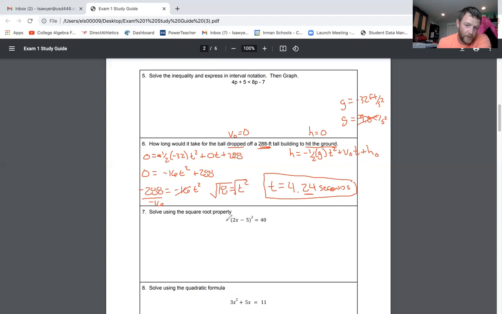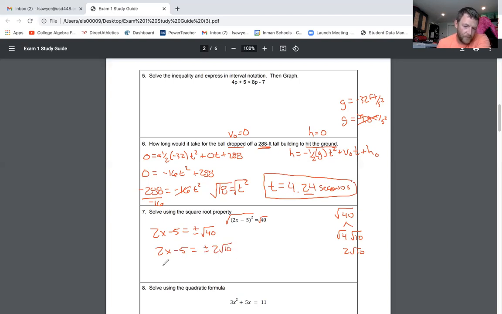Well, we're going to square root it right off the bat. So I'm going to get 2x minus 5. Remember, anytime you square root something, it needs to be plus or minus radical 40. We need to go ahead and simplify radical 40, which would be perfect square of radical 4 times radical 10, which would be 2 radical 10. So now, technically, it should read 2x minus 5 is equal to plus or minus 2 radical 10.